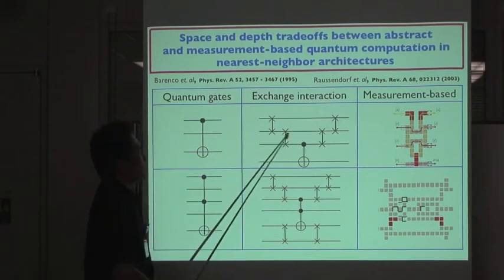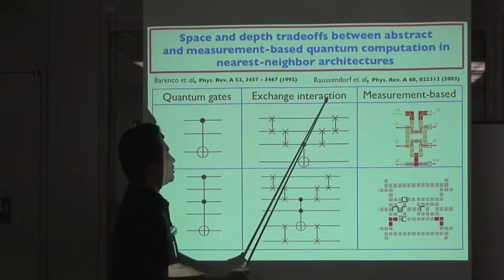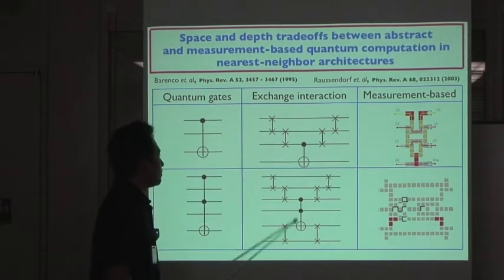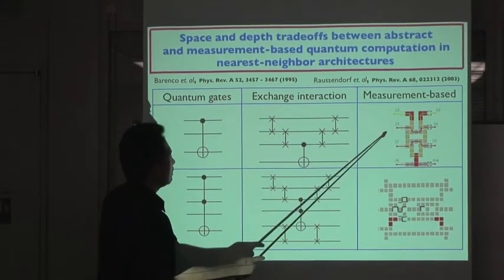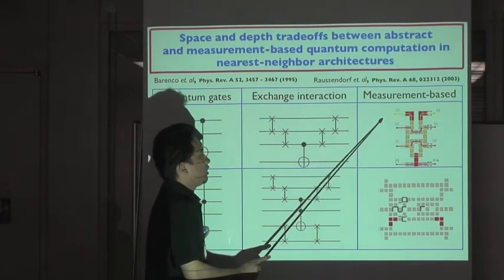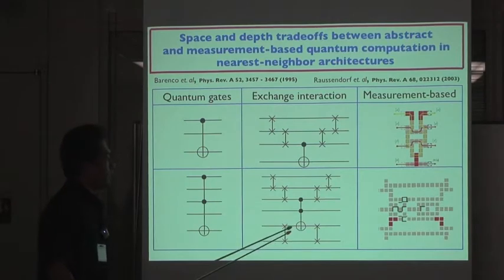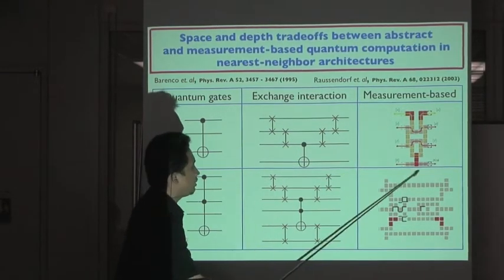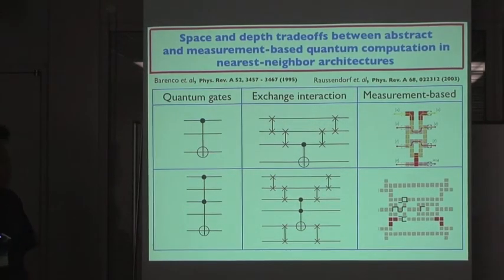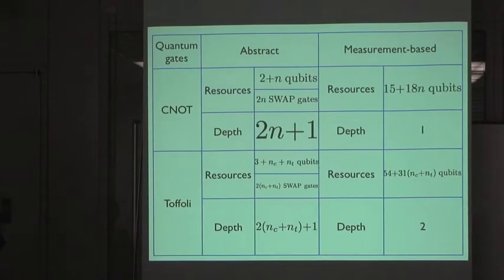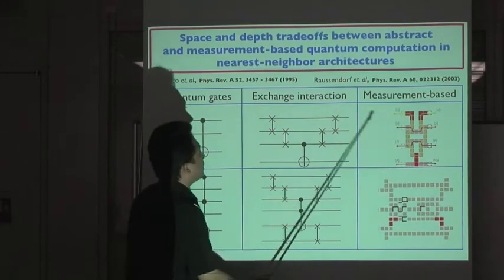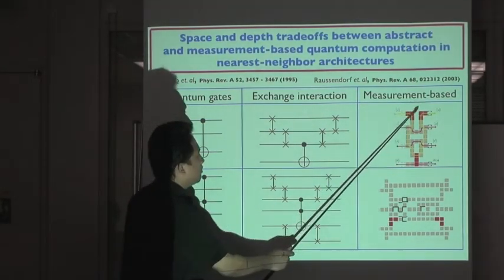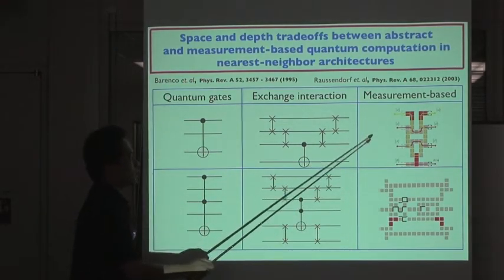In the nearest neighbor architectures, for example, in exchange interactions, we use swap gates to exchange the information between the ancillas. And this is the CNOT for the non-adjacent computation. Also as can be seen here, this is the Toffoli gate in exchange interaction, and this is the Toffoli gate in measurement-based quantum computations. As can be seen from the previous slides, we can say that qualitatively, the measurement-based quantum computation needs more resources than the exchange interactions.